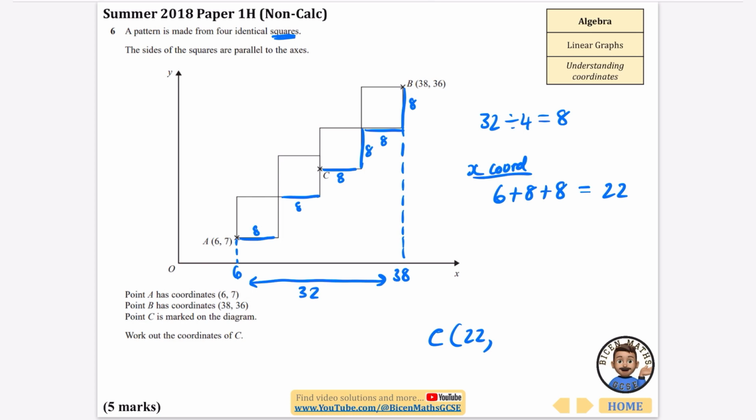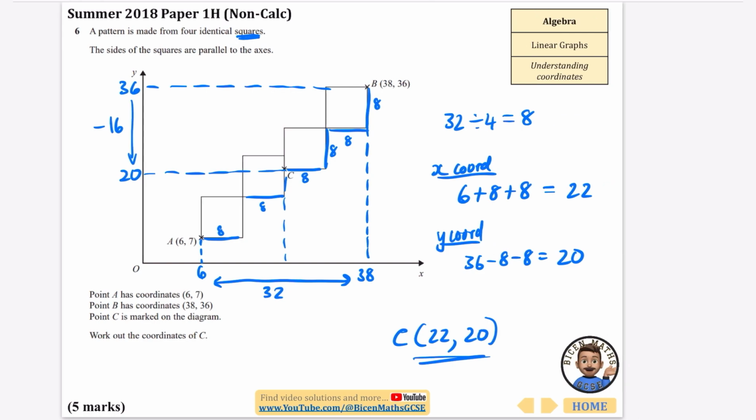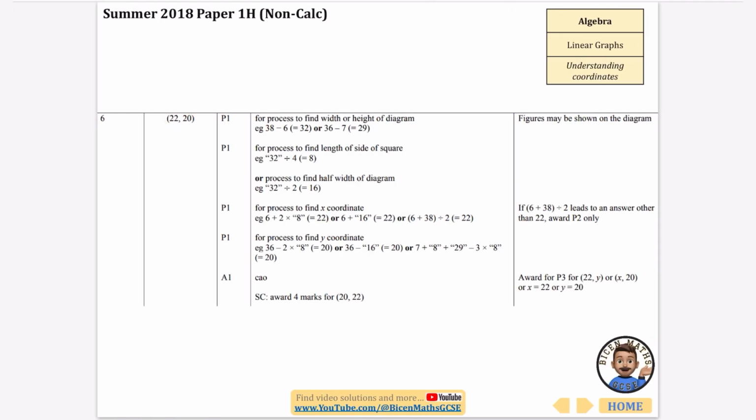Now, because the y coordinate of B is 36, and we want to find out what the y coordinate of C is, just like I was trying to find the x coordinate of C, we can see that it's 36, it's coming down 8, and it's coming down 8. So it's going to come down in this place. I'm going to take away 16 to get down to the value, which is 20. So the y coordinate was 36, and we took away 8, we took away 8, and we get the answer 20. So it is 22, 20 is the coordinate for C. Let's just double check that we've got it right. Yep, it is 22 and 20 that we've got here.